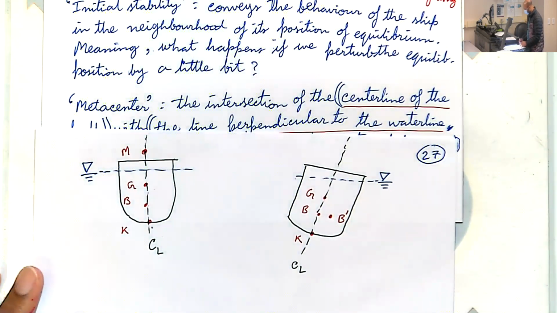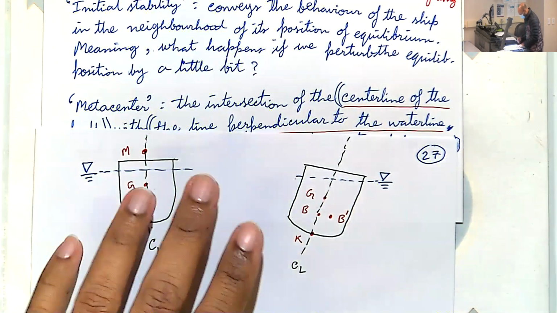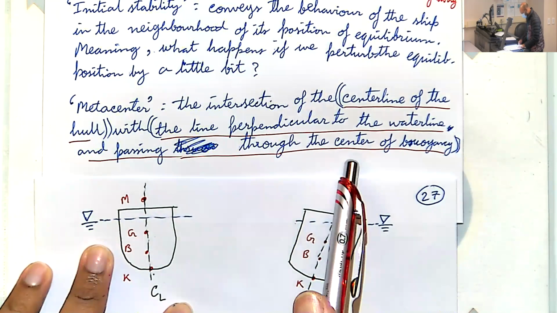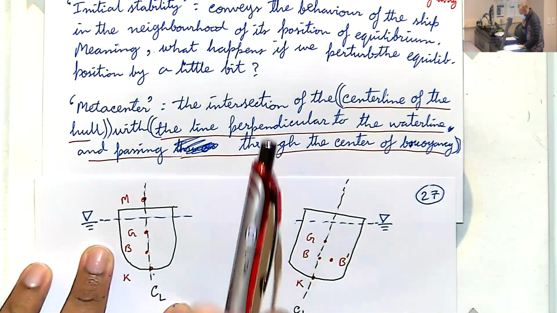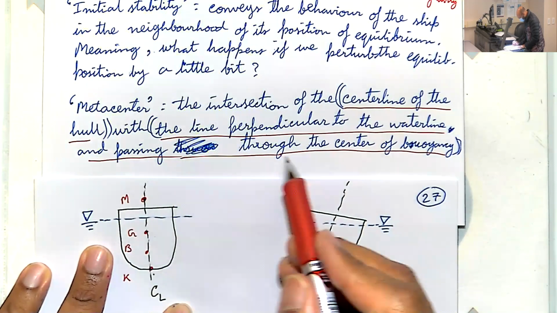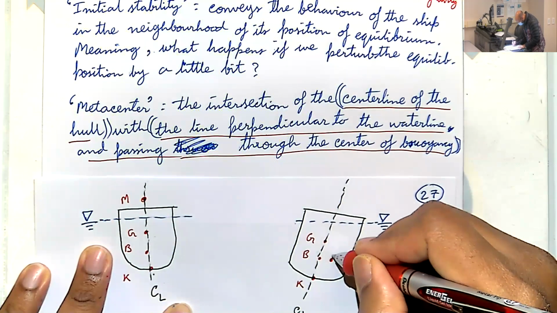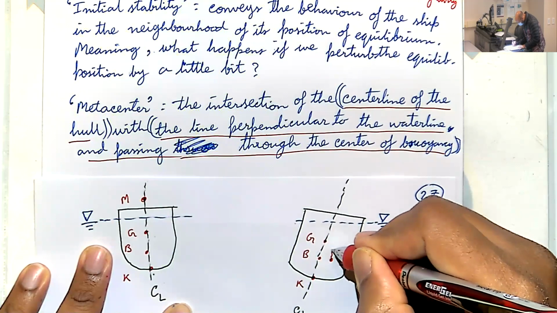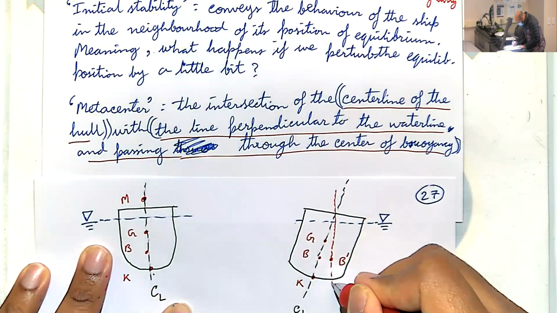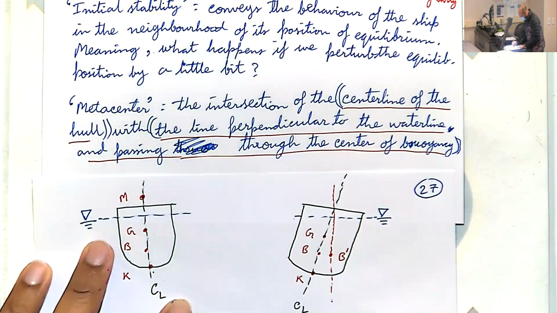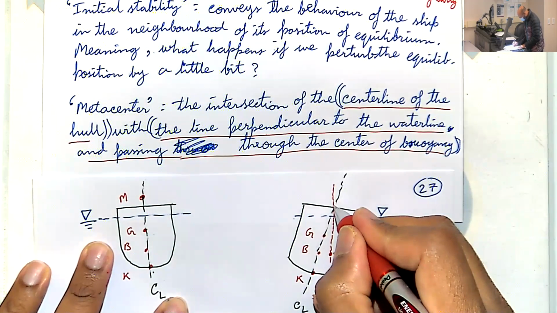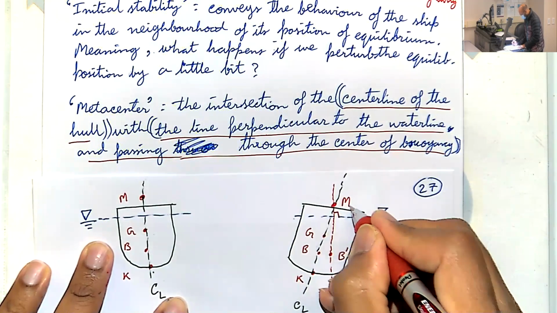All right. And so, the definition of metacenter. One, it has to be the intersection between the center line, that's our black dashed line, and another line which is perpendicular to the water line, and it has to pass through the center of buoyancy. So it has to pass through here and it has to be vertically up. So this would be perpendicular to the water line. And that intersection point is called the new metacenter.